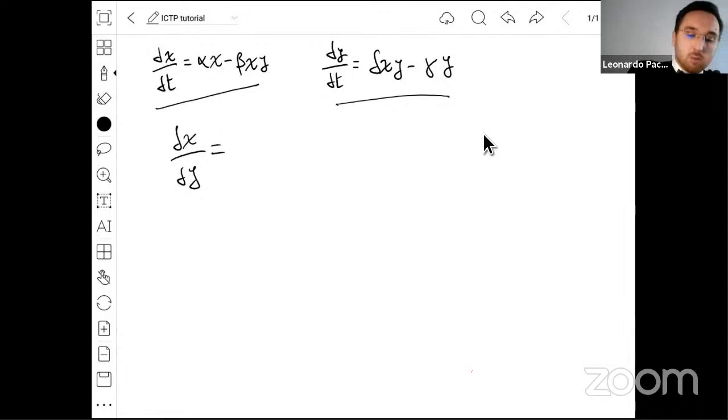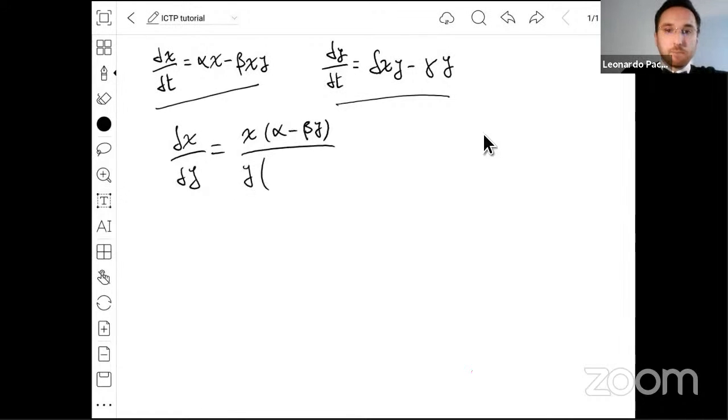But in this case, we can rewrite the equations in this way. Here I'm just factorizing x and y.